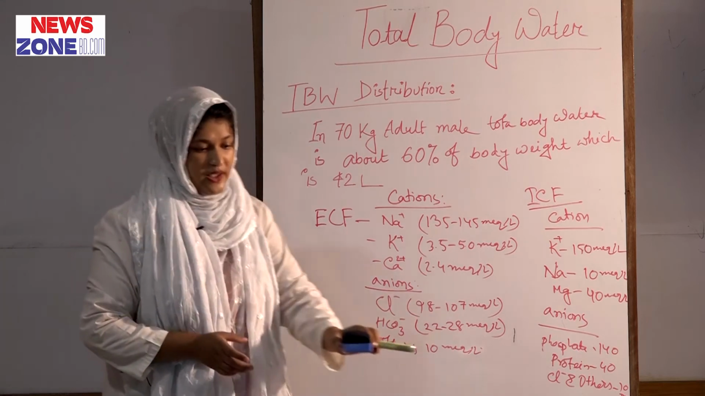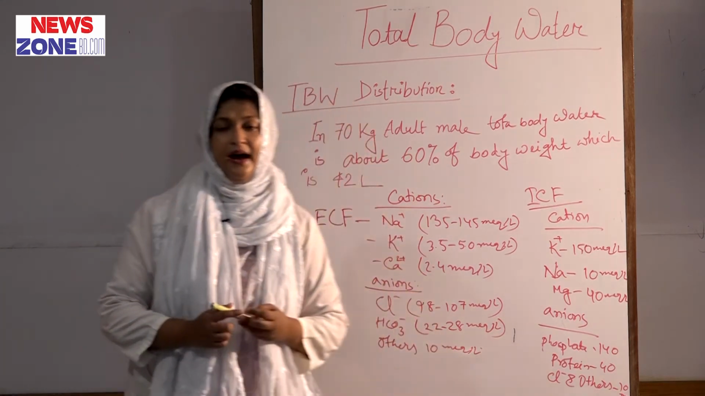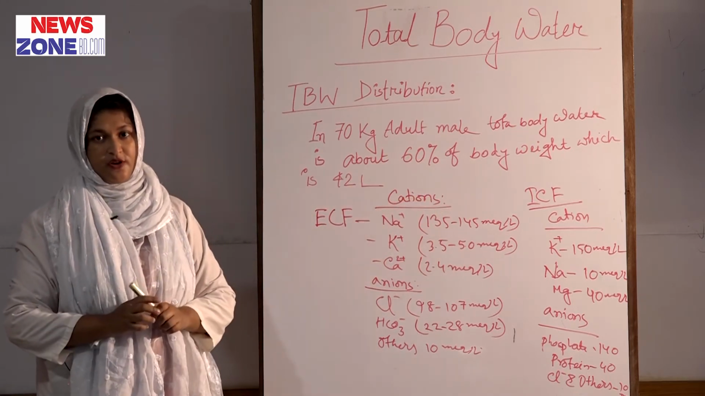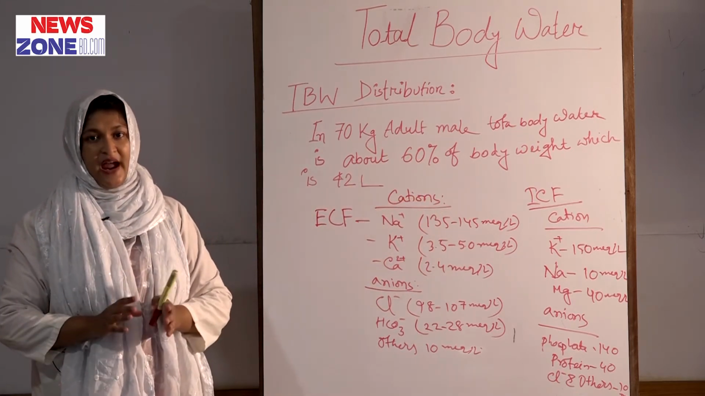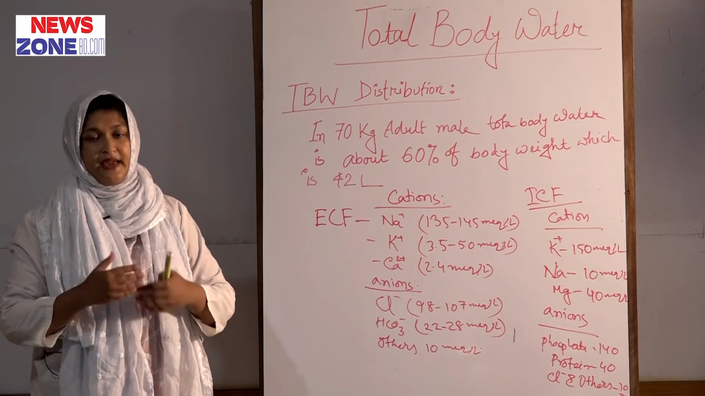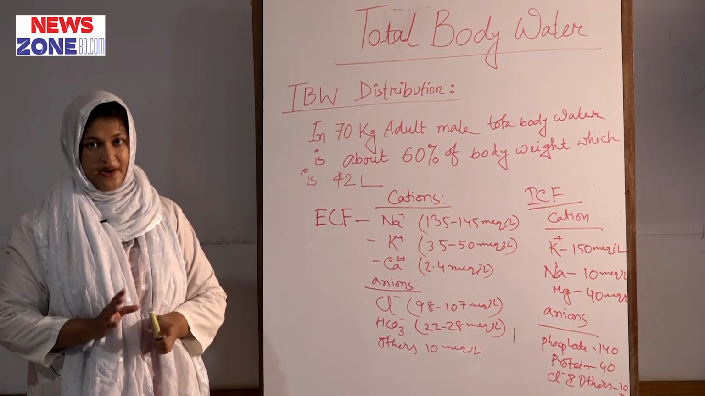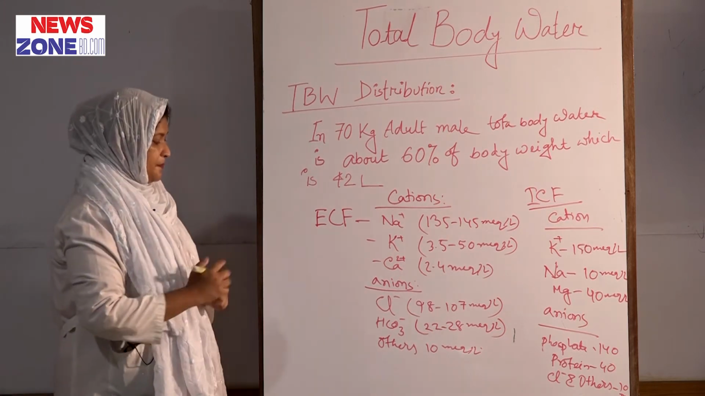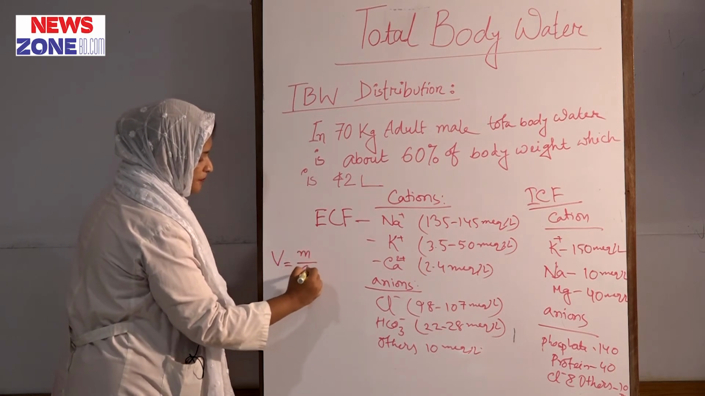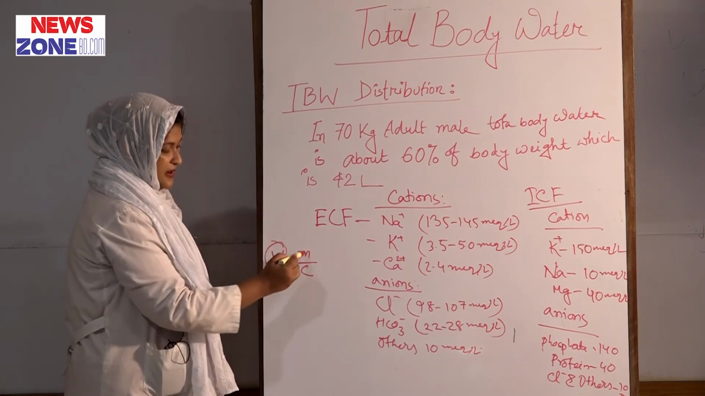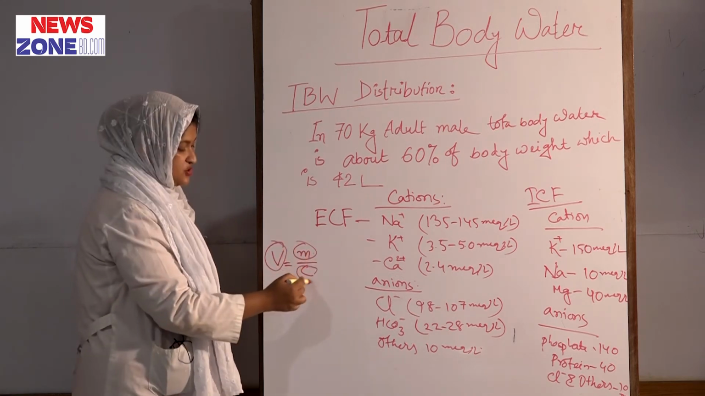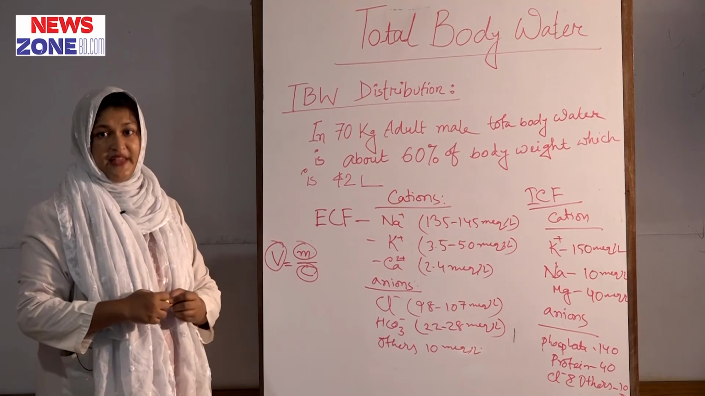Now we will measure the extracellular fluid compartment, intracellular fluid compartment and total body water compartment. Normally, by the indicator dye dilution technique, we measure the total body water compartments. For this purpose there is a rule. The main rule is V equals M by C. V is the volume of the compartment, M means the amount of indicator which will be injected, and C means the concentration of the indicator in that compartment.